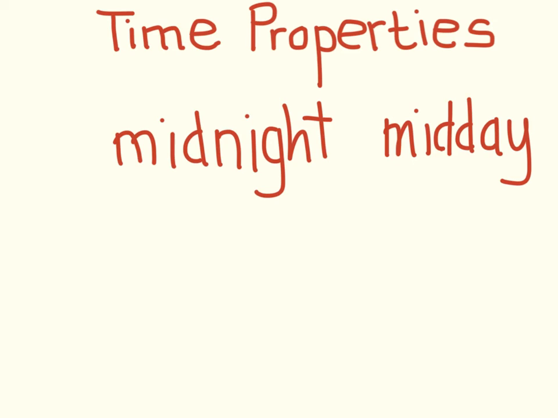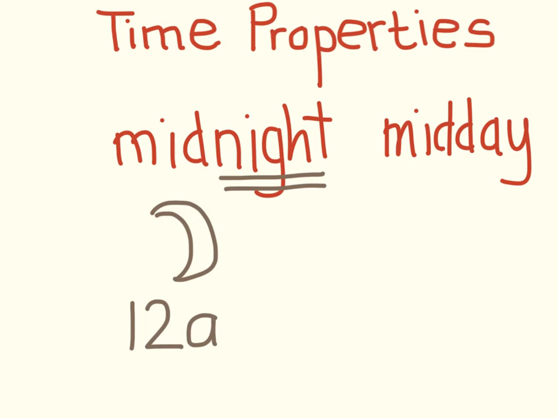The other time property you would need to know about is the difference between time language. In this case, we have midnight and midday. Now midnight, night is the clue. It's the middle of the night. So therefore, if you think of the moon, it's 12 a.m, because it's right at the start of the day when hopefully you would be sleeping.